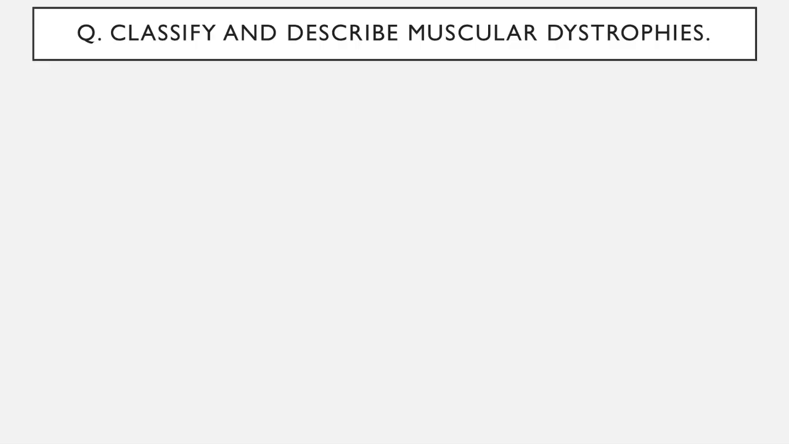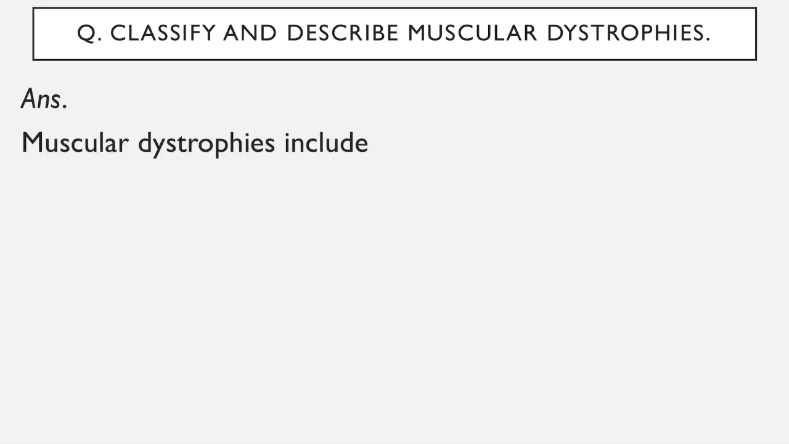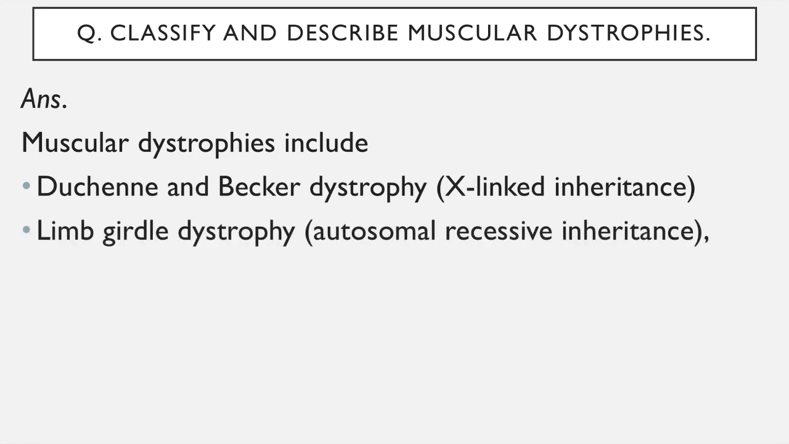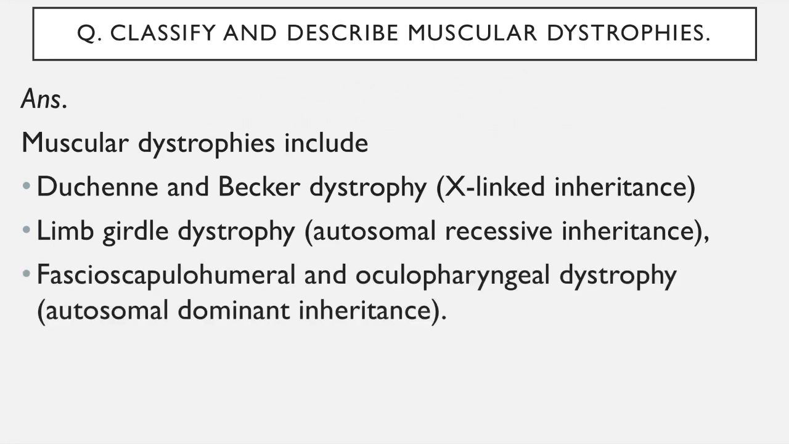Now first of all, classification and description for muscular dystrophies. Muscular dystrophy includes Duchenne and Becker dystrophy, which is X-linked inheritance, limb-girdle dystrophy, which is autosomal recessive inheritance, facioscapulohumeral and oculopharyngeal dystrophy, which is autosomal dominant inheritance.